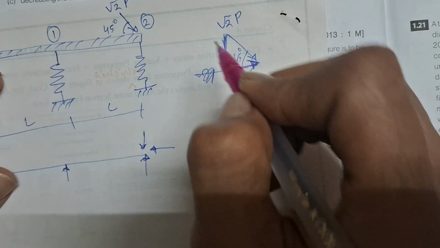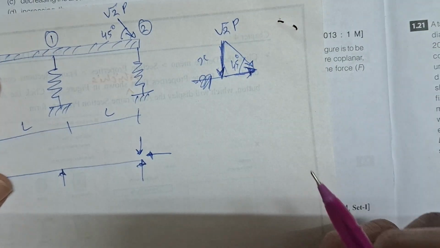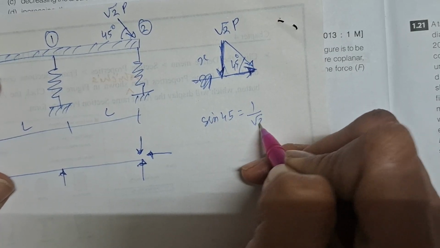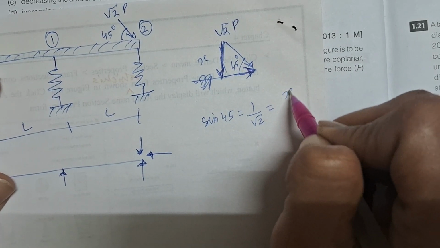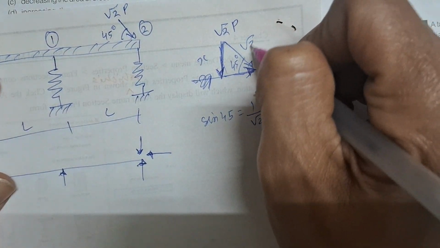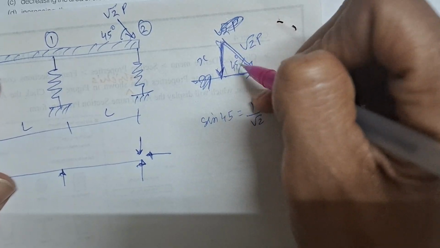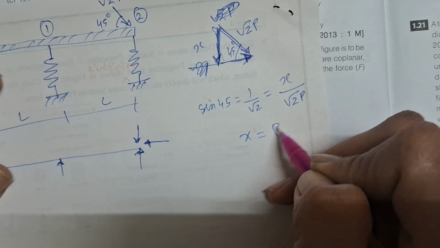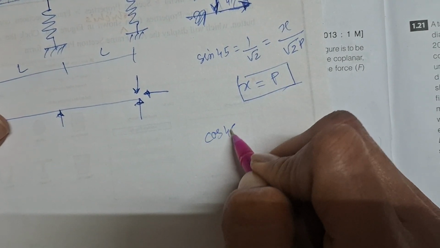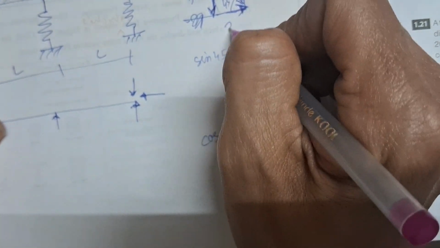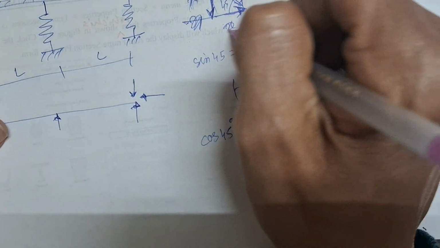So let's take vertical component as x, okay. So sine 45 we know it is 1 by root 2 is equal to opposite side, that is x, upon this hypotenuse, that is under root 2 P, okay, because this is under root 2 P, this portion, okay. So basically what will be x? X is equal to P, okay. Same way cos 45 degree, cos 45 degree is also 1 by root 2 is equal to, suppose now this is x, suppose this is x, or y, let's write y.